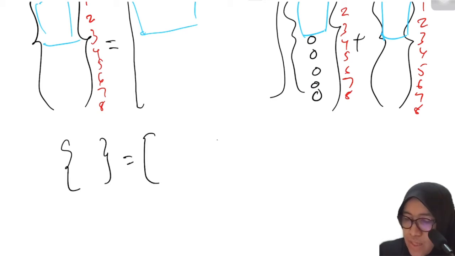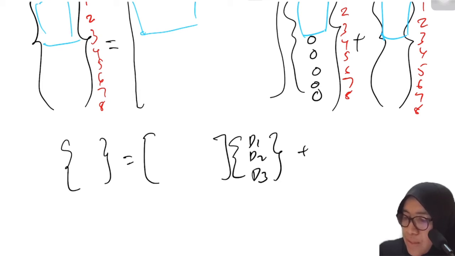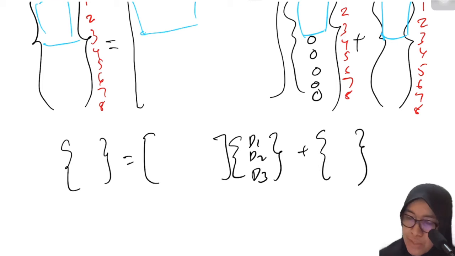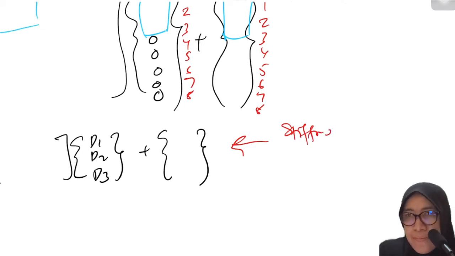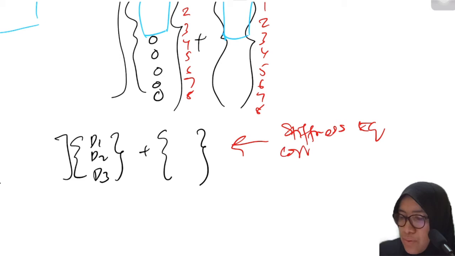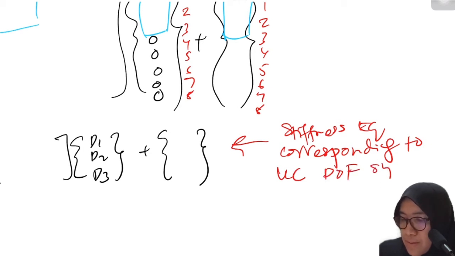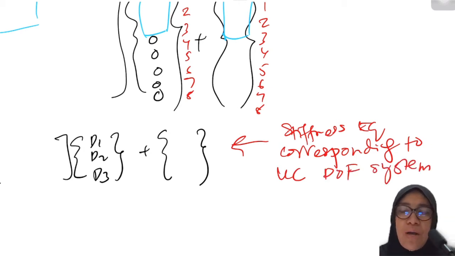Okay, 1, 2, 3, D1, D2, D3, plus with Q naught at position 1, 2, 3. Okay, so this one is the stiffness equation corresponding to the unconstrained degree of freedom system.